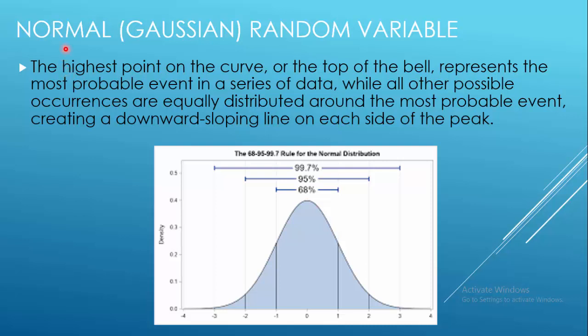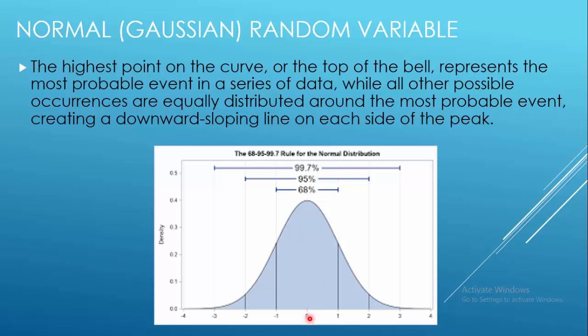What is a normal random variable, or normal distribution, or Gaussian distribution, how is it applied and where is it applied? The highest point on the curve, or the top of the bell, represents the most probable event in a series of data, while all other possible occurrences are equally distributed around the most probable event, creating a downward sloping line on each side of the peak.